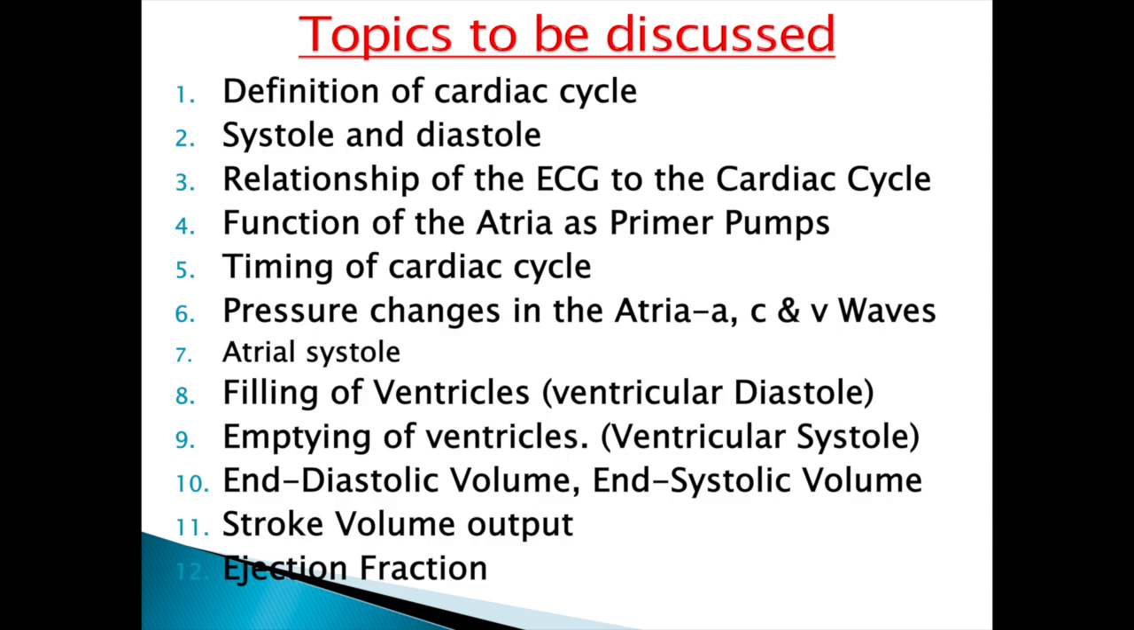The seventh point will be atrial systole, and filling of the ventricle will be the eighth point, which contains 4 phases of ventricular diastole. The ninth point will be emptying of the ventricle, which contains 2 phases. So there will be 7 phases of the cardiac cycle, which we'll discuss in detail. The 10th point will be the End-Diastolic Volume, End-Systolic Volume, stroke volume output and ejection fraction. These are the terms which are used frequently in cardiac output and cardiac physiology.